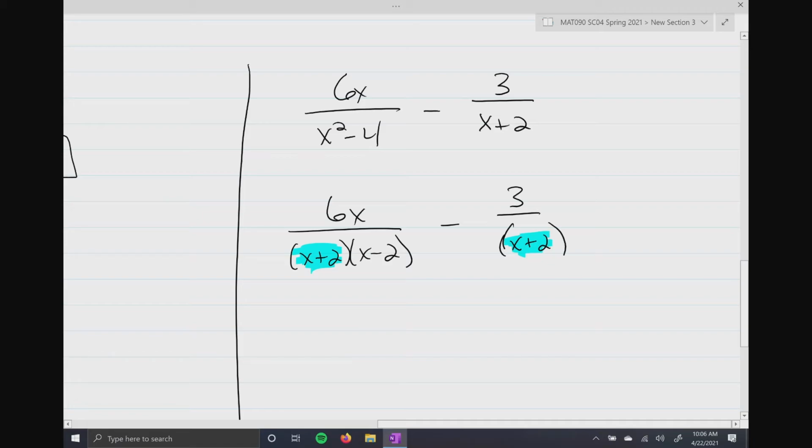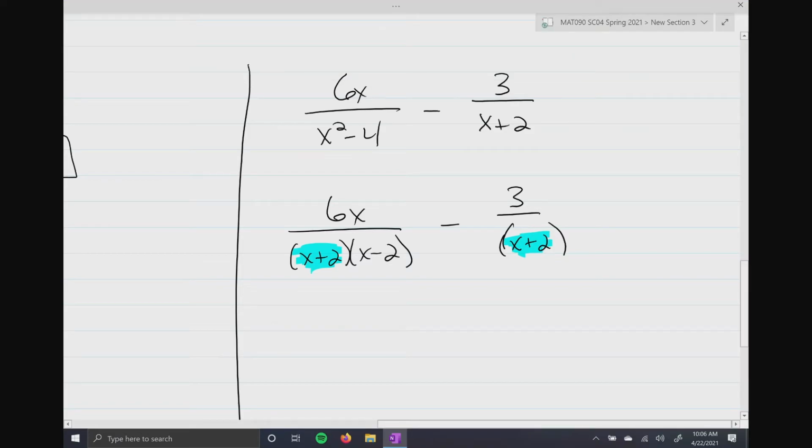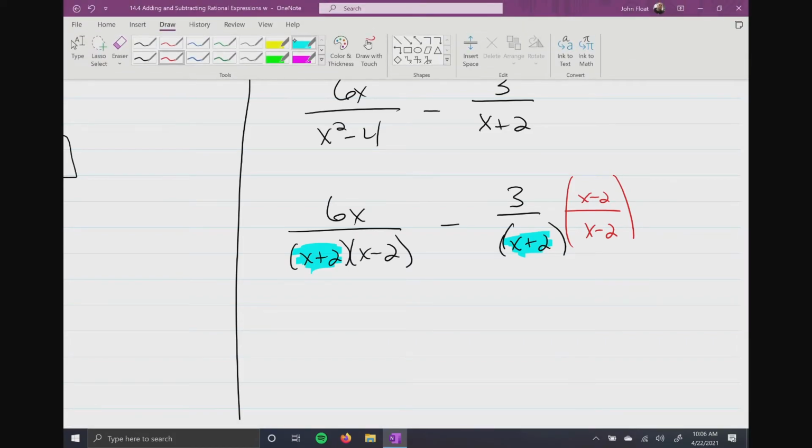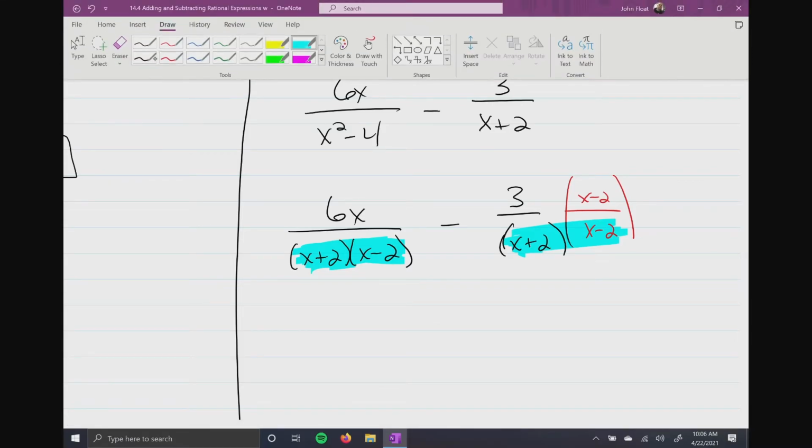The first fraction has an x minus 2. And if I wanted a common denominator, I would have to multiply the second fraction by x minus 2. Now, if you look, they look the same. So what I'm going to do here is I'm going to rewrite everything how it looks, except now that I can see x plus 2 times x minus 2, x plus 2 times x minus 2, I'm just going to write the denominator once.